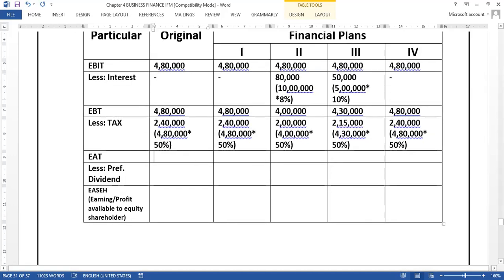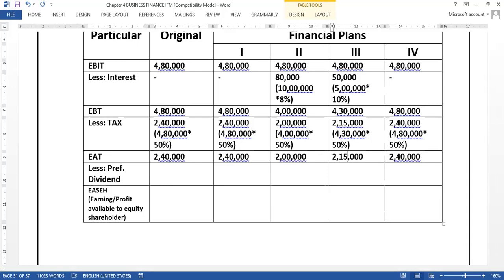Now again, here 2 lakh 40,000 remains the same for the original case, for financial plan 1, and for financial plan 4, whereas in financial plan 3 there will be slight changes. That means you'll be getting approximately 2 lakh. Here we'll be getting approximately 1 lakh 15,000.